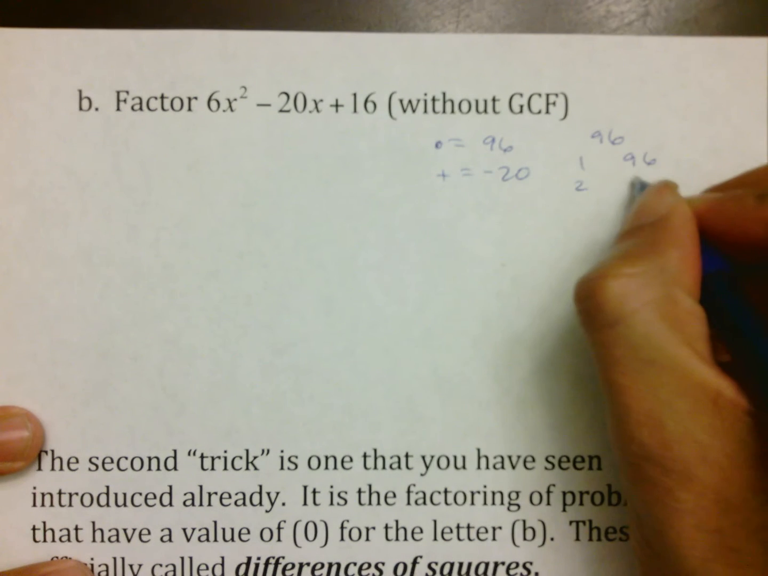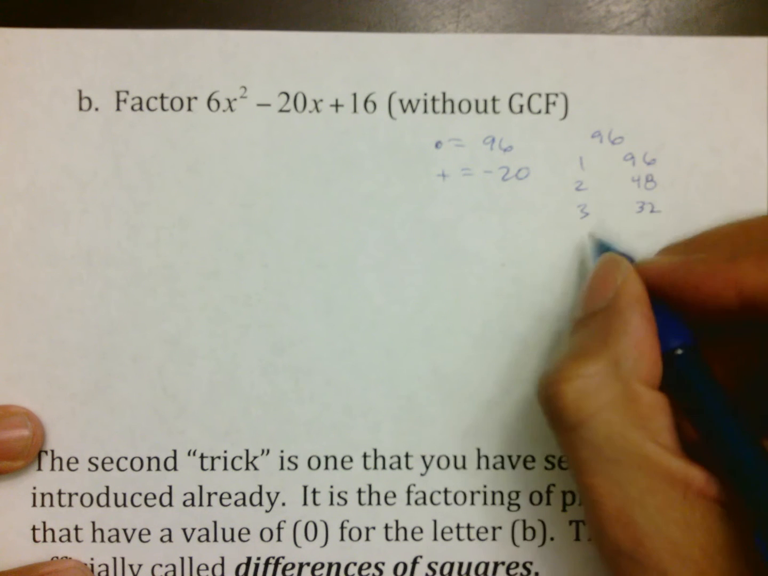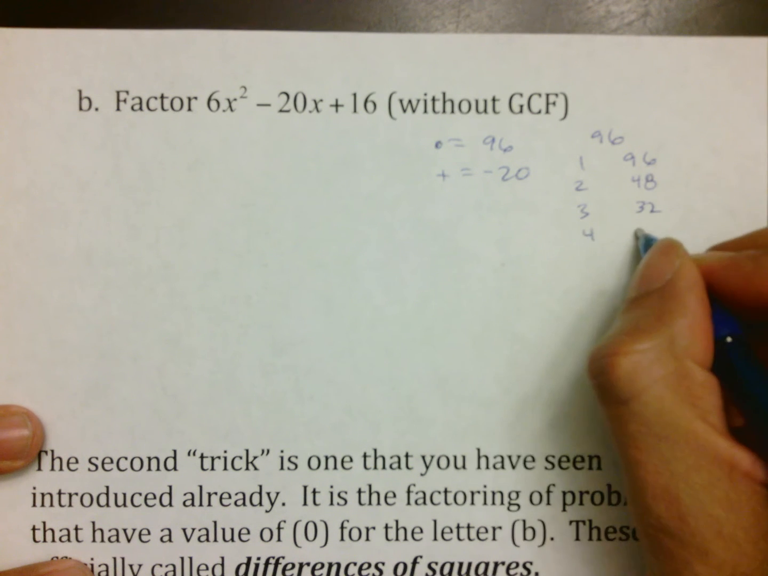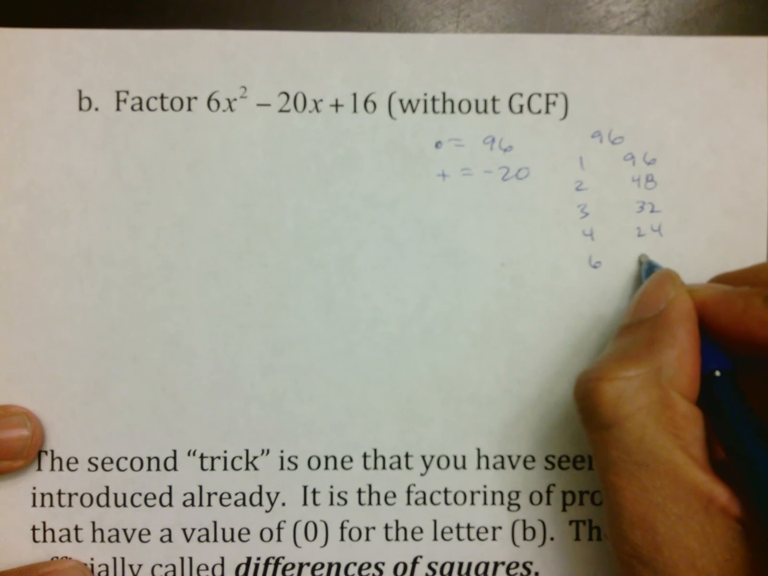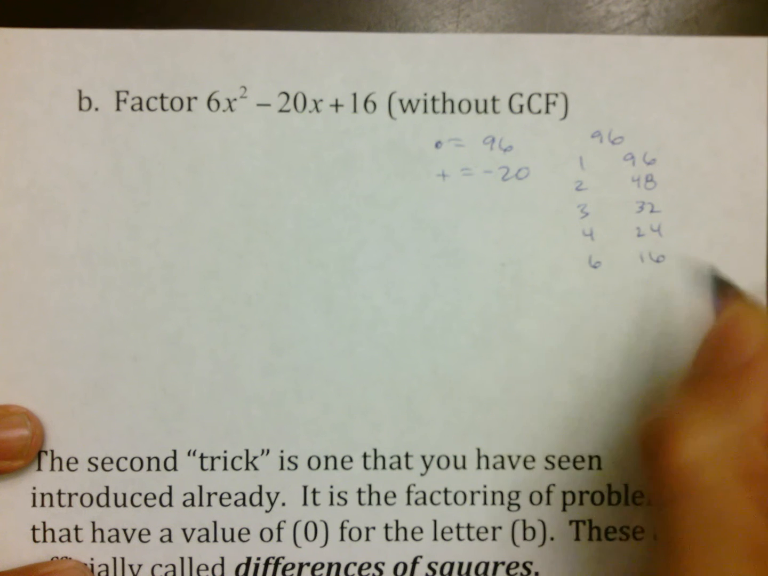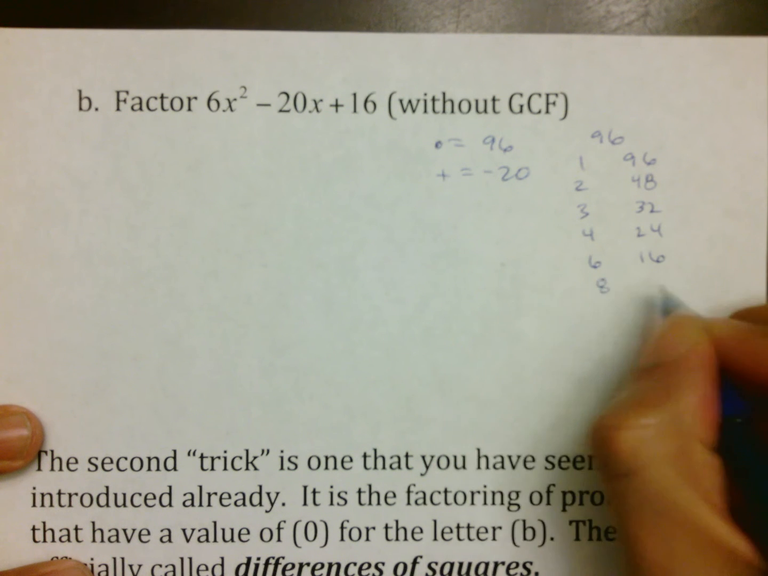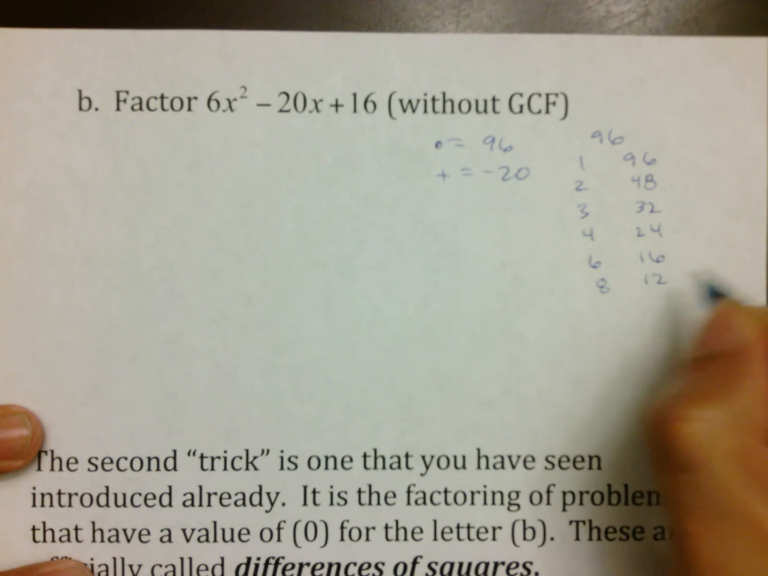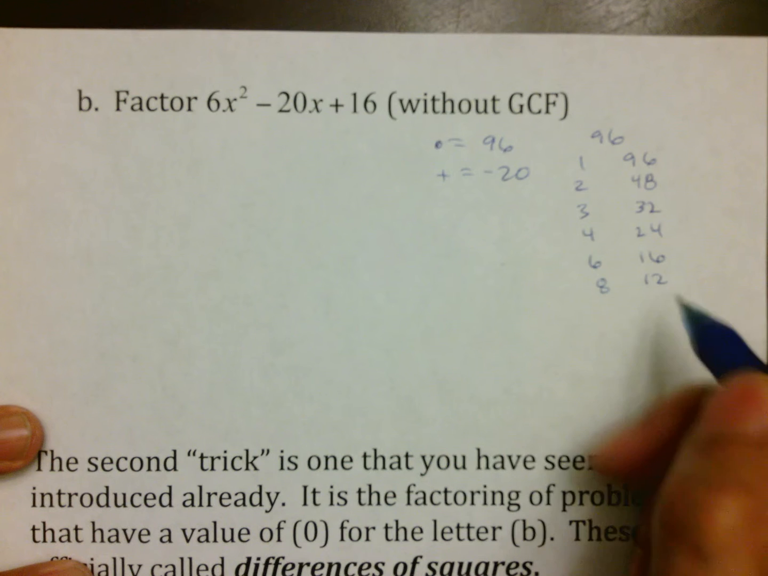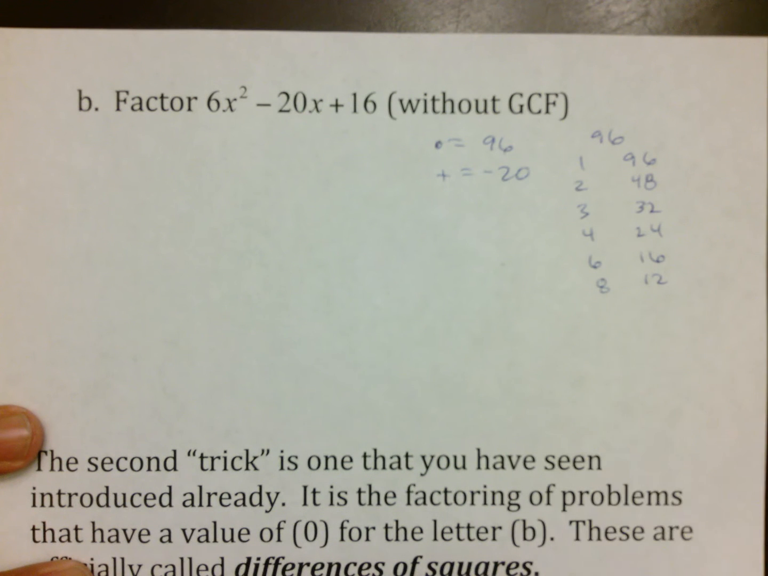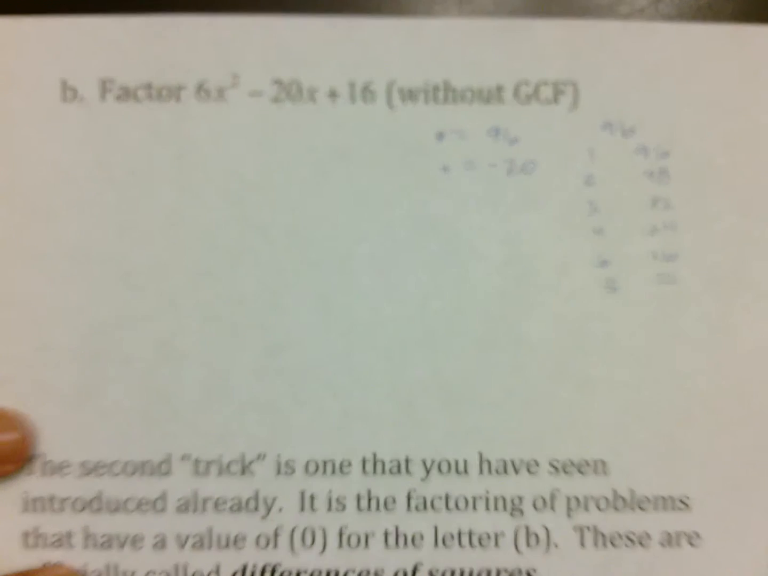1 times 96, 2 times, I think, 48, 3 times 32, 4 times 24, 5 doesn't go, 6 times 16, 7 I don't think goes, nope, because that would be 26, 8 times 12, 9 I don't think goes, 10 I don't think goes, 11 no, and 12 is already there. So again, the better you get, the more you can actually do that skill, because it's not so hard to do. Pardon me while I focus this thing to make sure it's clear for you.